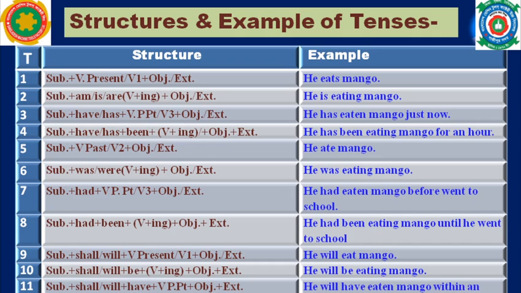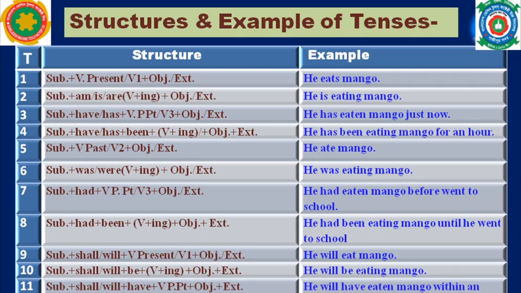Here, he had eaten mango before he went to school. That means at first he had eaten mango. At first he had consumed mango. Then after eating mango, he went to school. That means here, which action occurred before? At first he had eaten mango, then he went to school. So this clause, he had eaten mango, will be past perfect. But before he went to school, the later action will be past indefinite.